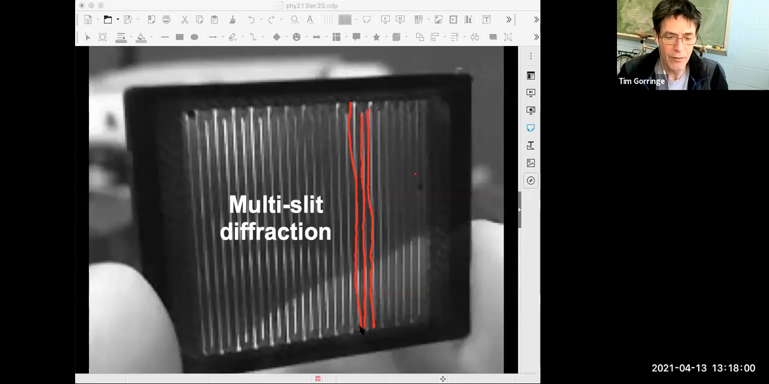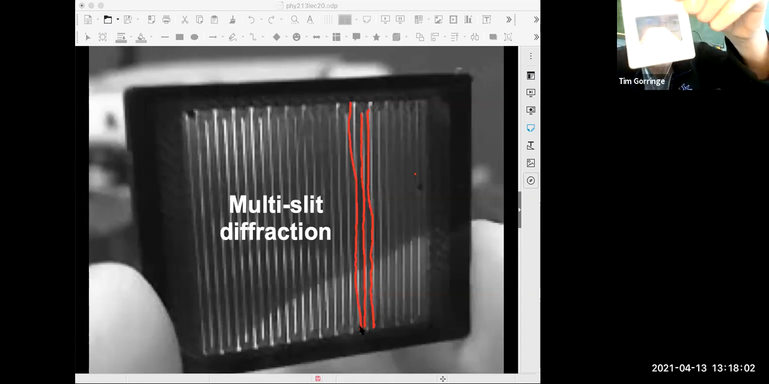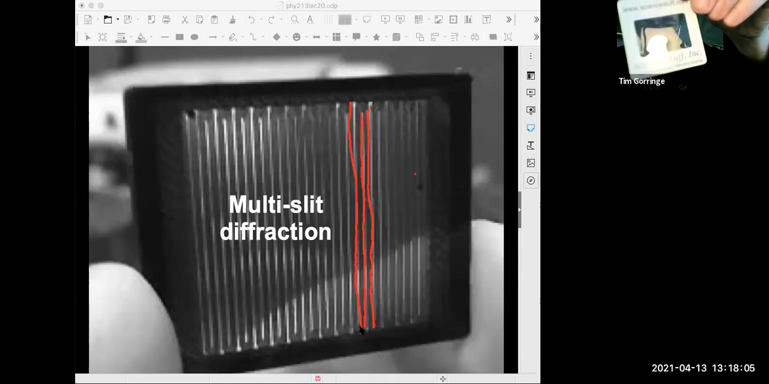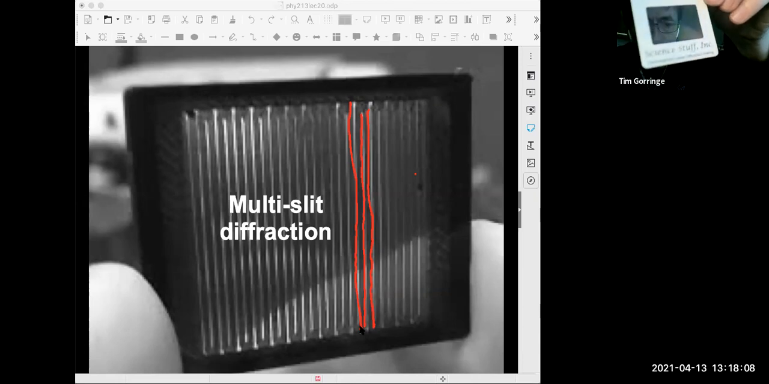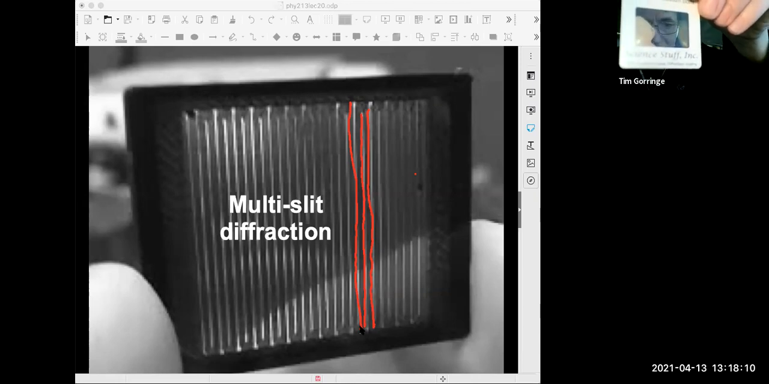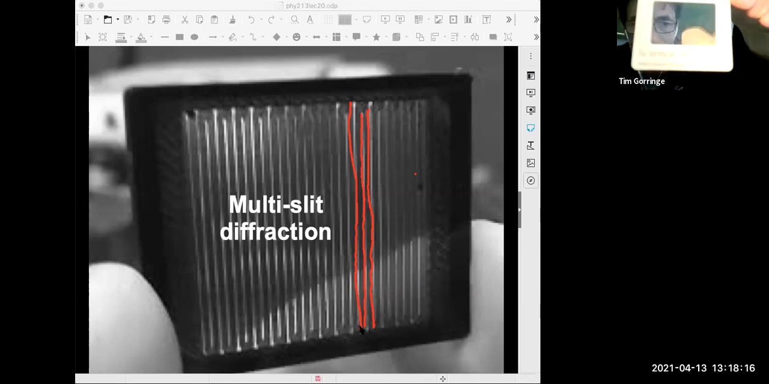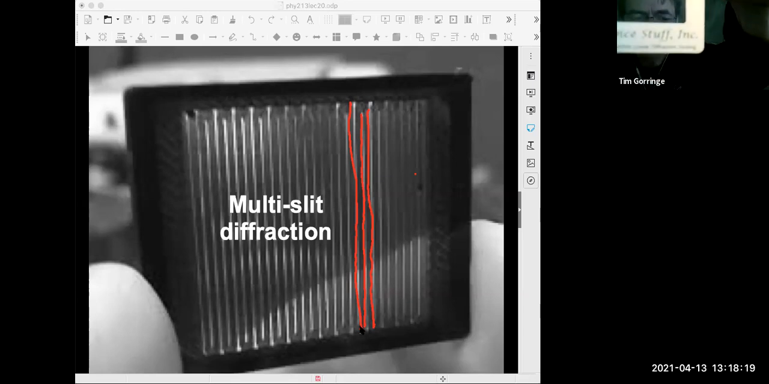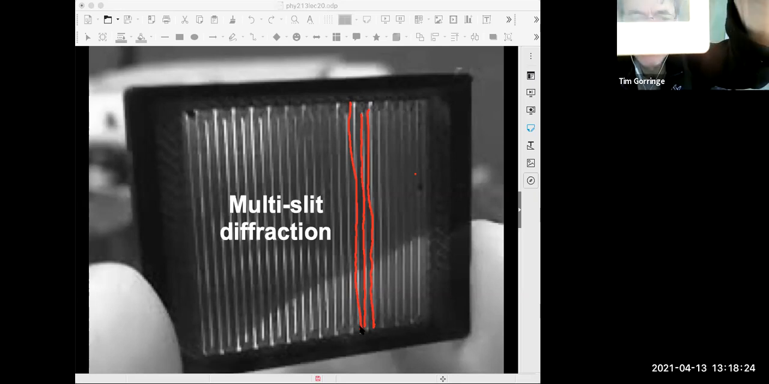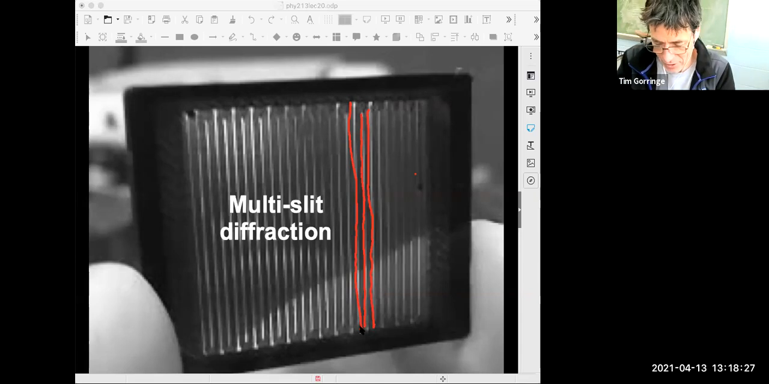I even have one. Let me show you this. This is my own personal multi-slit diffraction grating. I don't know if you can read it, it's probably really hard to read. I got it from Science Stuff Inc. You can see that there. It tells me that I've got 1,000 lines, which means 1,000 slits, 1,000 lines or slits per millimeter.